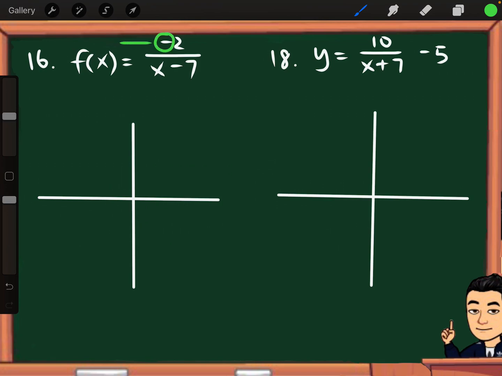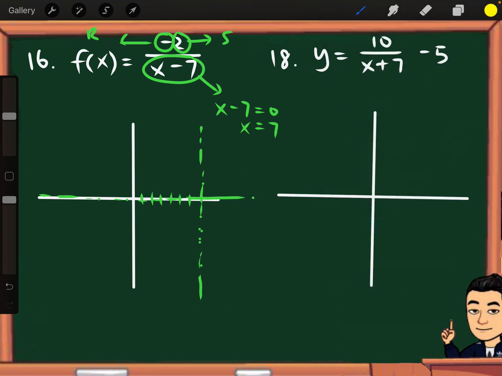Number 16, we got a combination of a reflection, steeper, and moving towards the right by 7 units, because x minus 7, if you set it equal to 0, you're going to find out x is equal to 7, right? So 1, 2, 3, 4, 5, 6, 7. Okay, plot the asymptotes out. This is the horizontal asymptote. It's going to be steeper and has a reflection. So reflection and steeper.